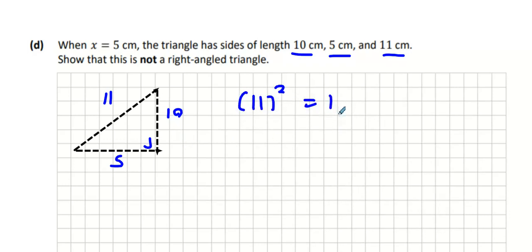So 11 squared, does it equal 10 squared plus 5 squared? Well, the answer is no. 121 does not equal 125. Therefore, this is not a right angled triangle.